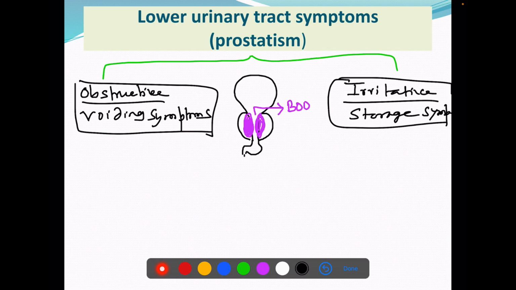So the patient will have obstructive features like hesitancy. Hesitancy means there's a delay in the start of micturition. The patient will go to the washroom. Normally within a few seconds the micturition should start, but in the case of BPH due to obstruction, it takes time to start. This is known as hesitancy.